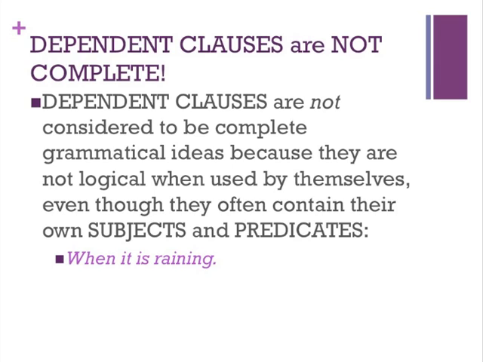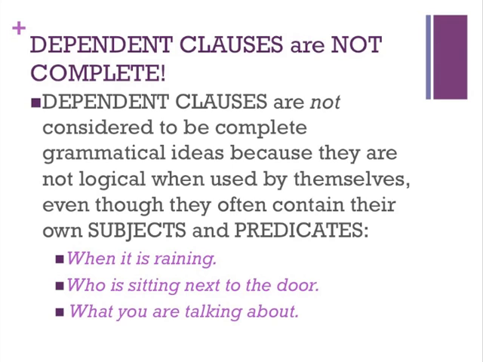When it is raining. Who is sitting next to the door? What are you talking about? So these particular ideas don't make sense by themselves. What the problem is. So that's a very important thing to keep in mind. Even though we are introducing more subjects and predicate situations into a sentence, that connector right there really is what helps determine whether it's going to be a dependent clause or not.